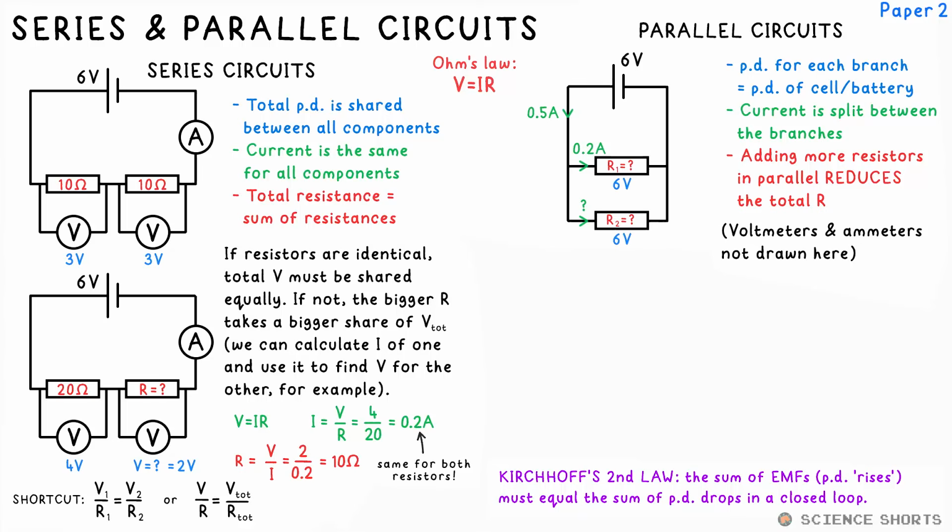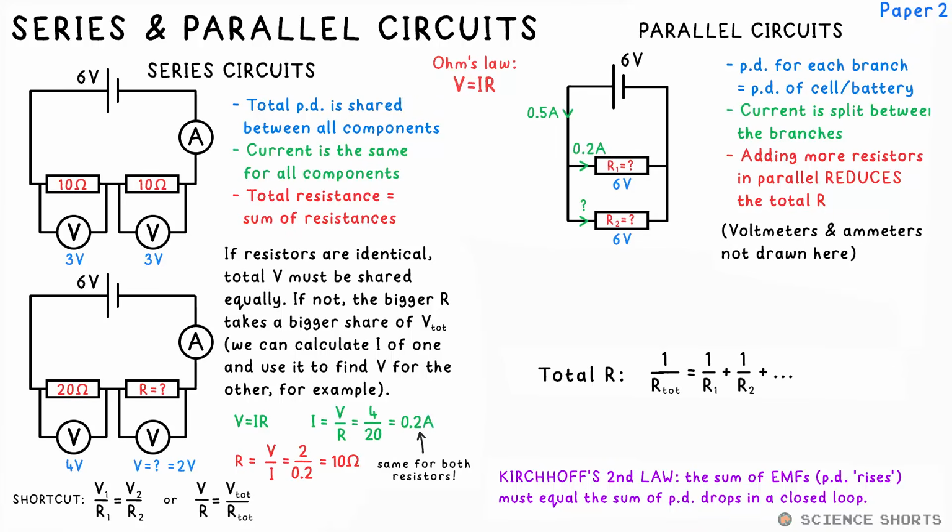Current is shared between each branch, and the more resistors you add in parallel, the lower the total resistance. This, by the way, is because you're giving the current more routes to move through the circuit, which means more current can flow. So if these 2 resistors are connected to the 6 volt battery in parallel, you know straight away that the PD for both has to be 6 volts. Voltage is not shared in parallel circuits.